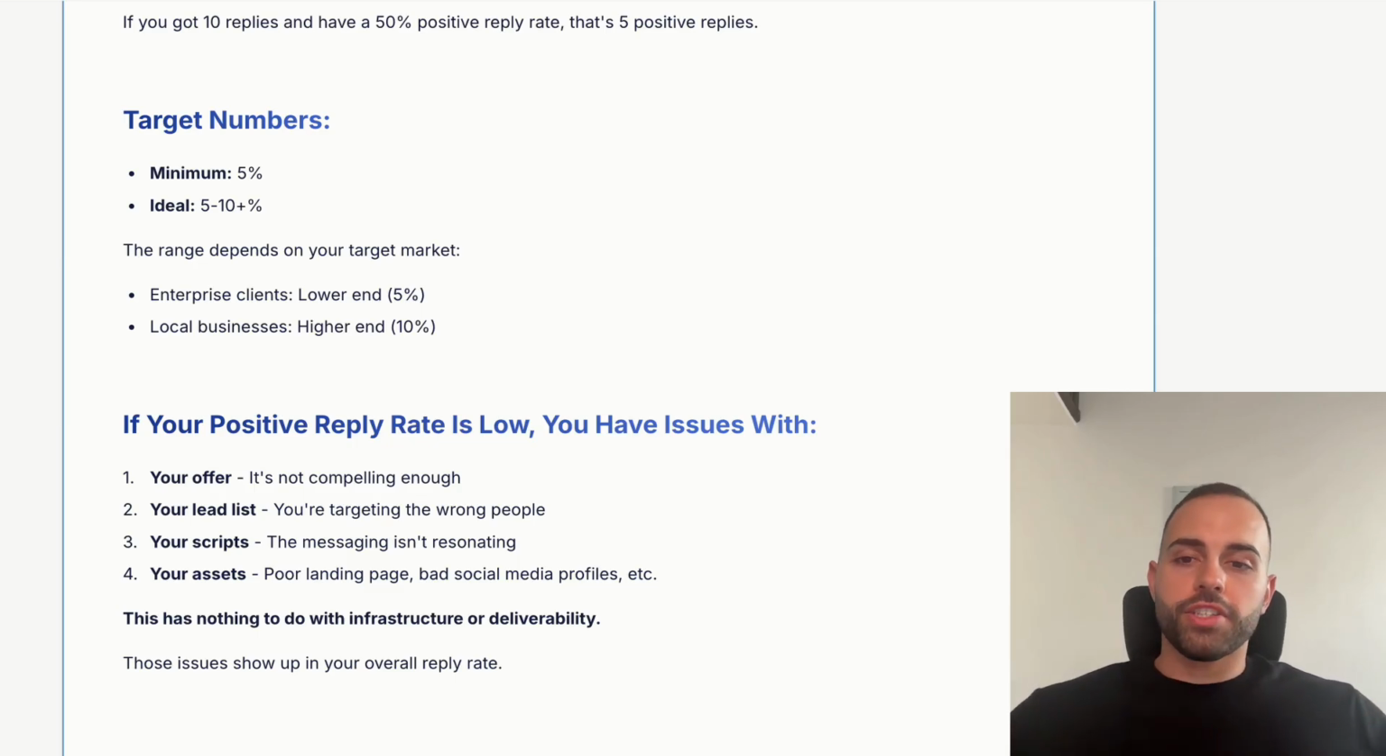Now, in order to really understand which of those 4 factors is actually causing the problem, you just need to start testing different offers and then analyzing the results. Or maybe you need to change the scripts and then reanalyze the results, or use the same scripts on a different audience and then analyze the results. So there's a lot of split testing and there's a lot of optimizing that comes into play if you really want to pinpoint why your positive reply rate is not high.